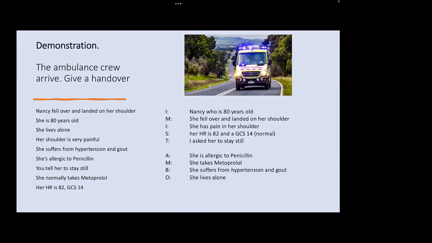So Nancy was 80 years old. The mechanism: she fell over and landed on her shoulder. She has pain in her shoulder. The signs: her heart rate is 82 and her GCS is 14. The treatment: you asked her to stay still where she is until the crew arrive. Her allergies: she's allergic to penicillin, and her medications: she takes metoprolol. Her background is she suffers from hypertension and gout, and some other information is she lives alone.